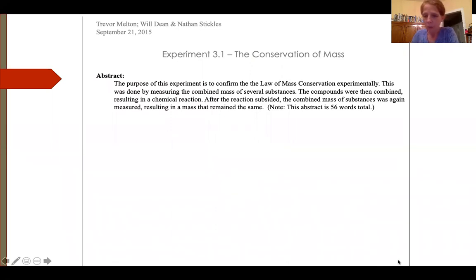So I'm going to pull up my annotation tool and show you. Here's the overview of the purpose: to confirm the law of mass conservation experimentally. How did we do that? We did that by taking a couple substances, combining them, measuring them before and after. This is the procedure over here. I'm just going to put PROC for procedure. And then resulting in a mass that remained the same. That's the results.